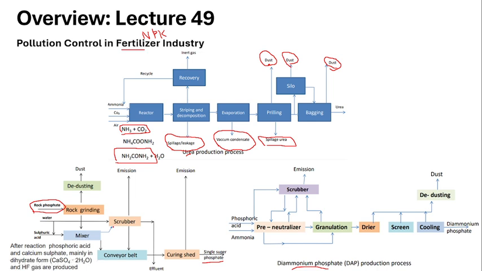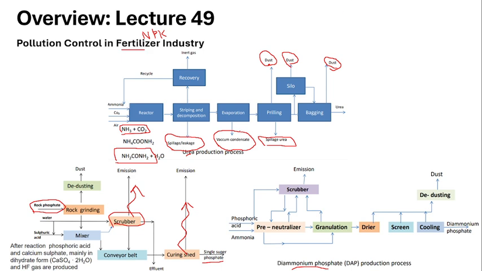And here in between we have a scrubber unit. So scrubbing is going to happen. In the scrubber unit, we can expect gaseous pollutants from it. And in the curing shed also, you can expect gaseous pollutants from the production of SSP.